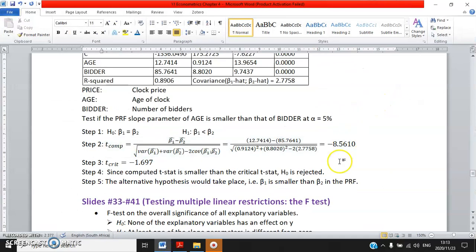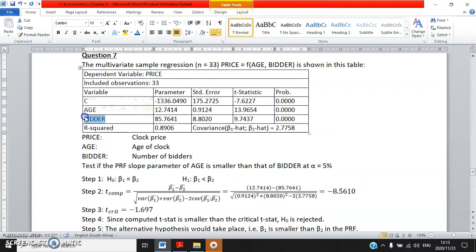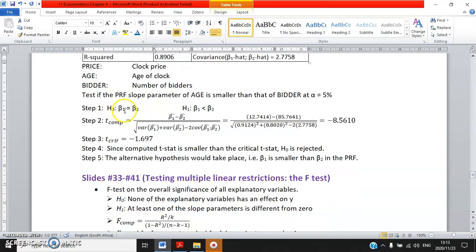Then since the computed t-stat is smaller than the critical t-stat, the null hypothesis is rejected, meaning the alternative hypothesis is more likely to happen. So B1 is smaller than B2 in the PRF. In other words, the bidder explanatory variable will have greater impact on the price of the clock compared with the age of the clock explanatory variable.